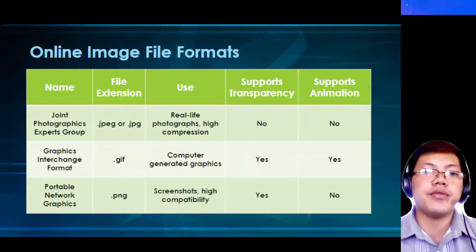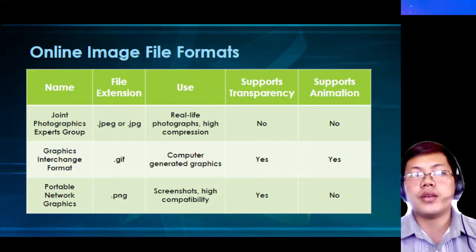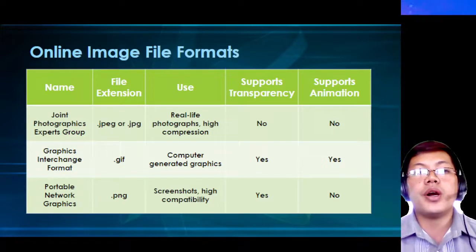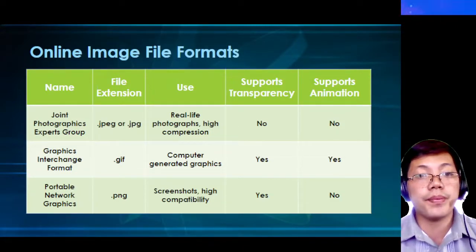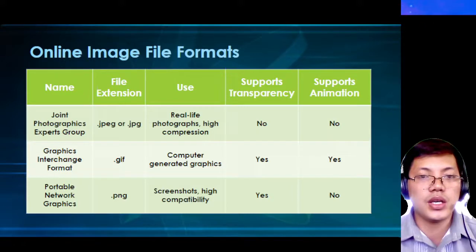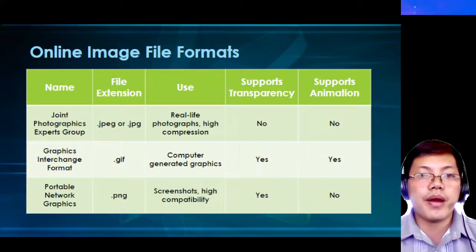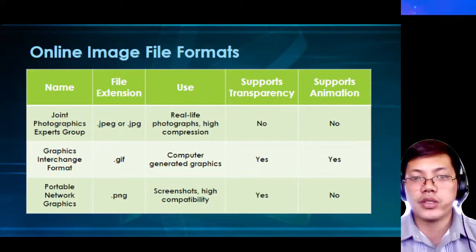So generally we have the JPEG, the GIF, and the PNG, and these are their descriptions, similarities and differences. For JPEG, also called the Joint Photographic Experts Group, its file extension is .jpg or .jpeg. Its uses are as follows: real life photographs, high compression. It does not support transparency, and it doesn't have any animations on it.